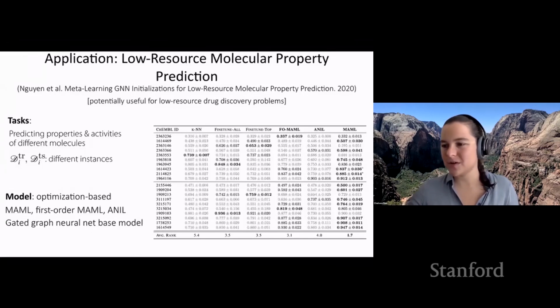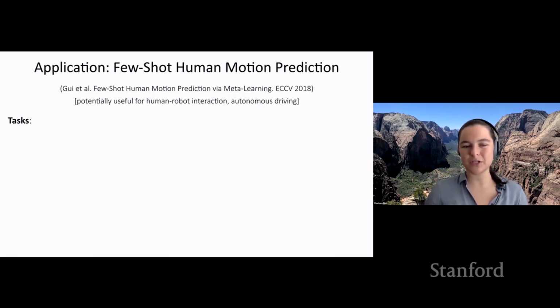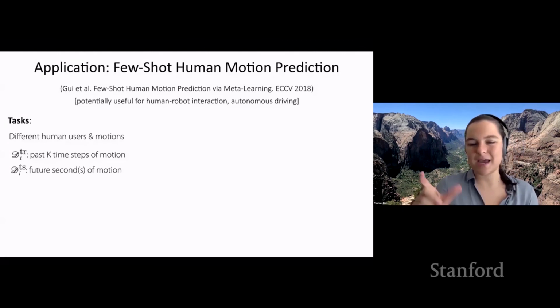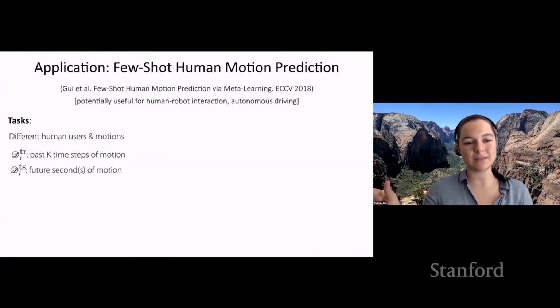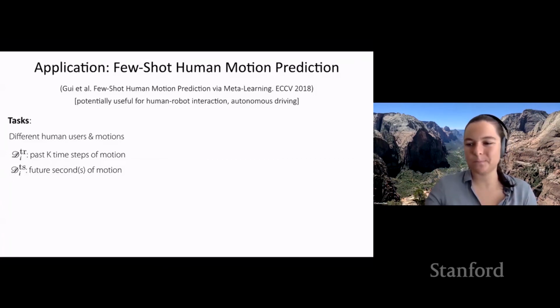The third application that I'll mention is few-shot human motion prediction. And the authors argued that this might be useful for human-robot interaction. I would also suggest that this could be quite useful for autonomous driving, if you wanted to know whether a human will cross the road, for example, or might continue standing at their particular location. Different tasks correspond to different human users and different motions that they're performing. And the training data for each task corresponds to the past k time steps of motion, and the test data corresponds to the future seconds of motion. Essentially, you want to be able to predict the future based on the last snippet of time.